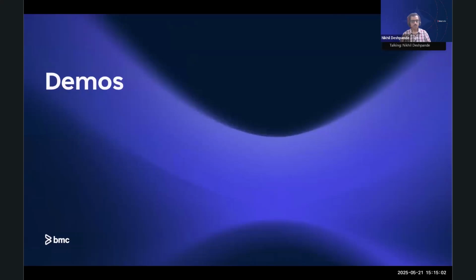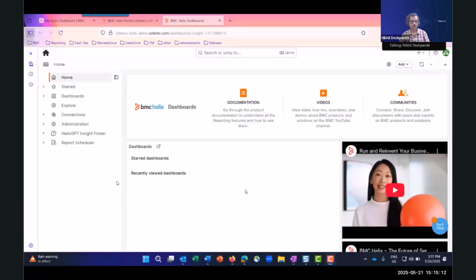We're now going to look at demos of some of our key features. The first one is HelixGPT Insight Finder. We're going to show you a recording of HelixGPT Insight Finder, but just a word of something I need to tell you about Insight Finder. To use Insight Finder, you'll see the use cases that we are showing. These are only for ITSM, and you need to be on ITSM 25.2.00. That is the minimum version you need to be on so that you can take advantage of Insight Finder.